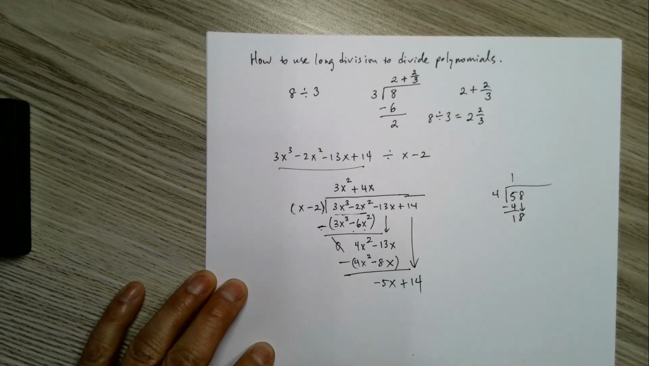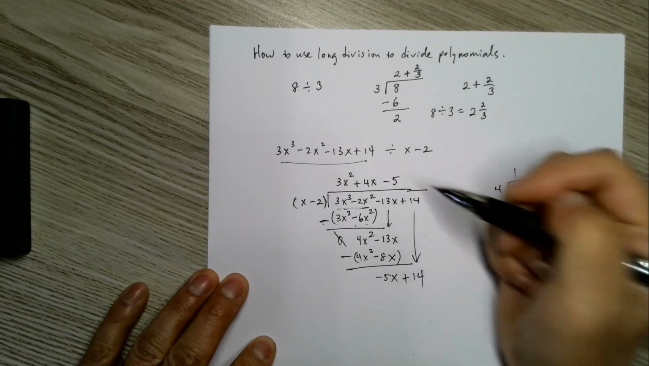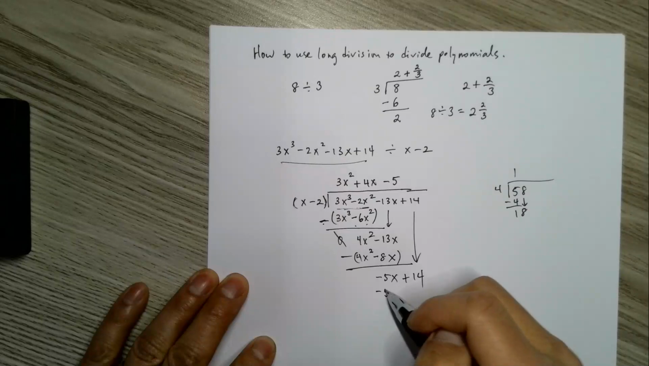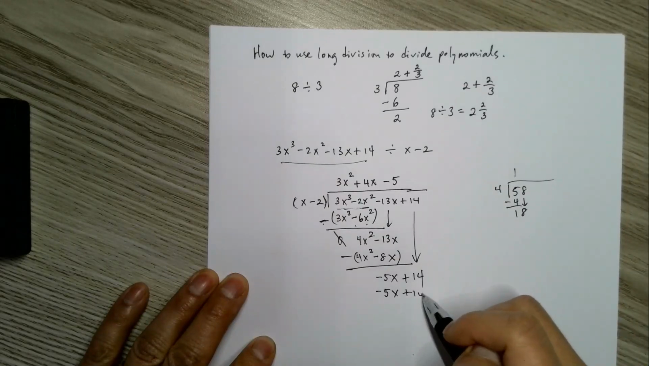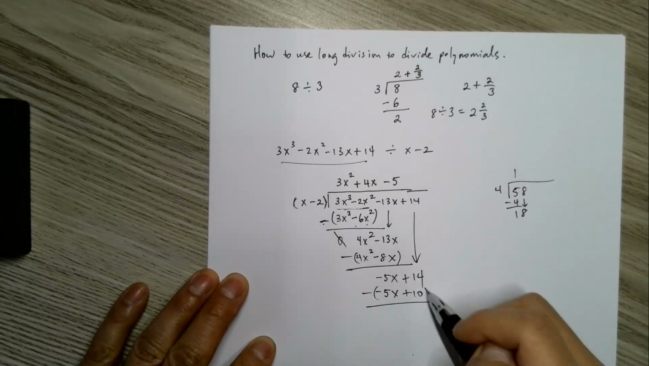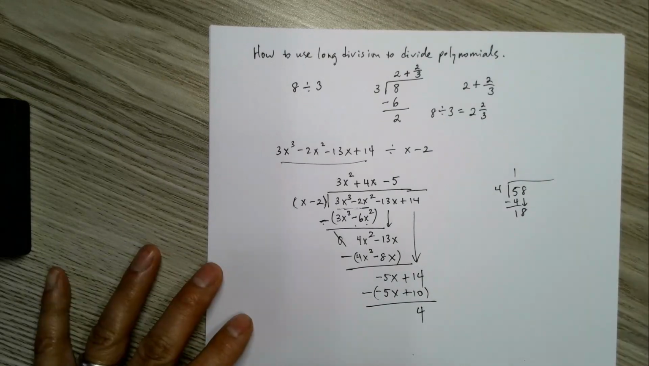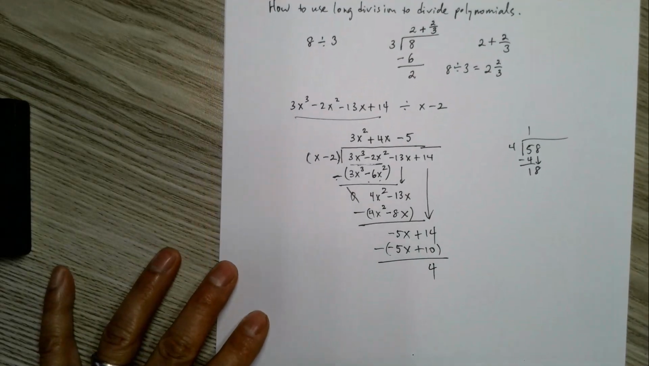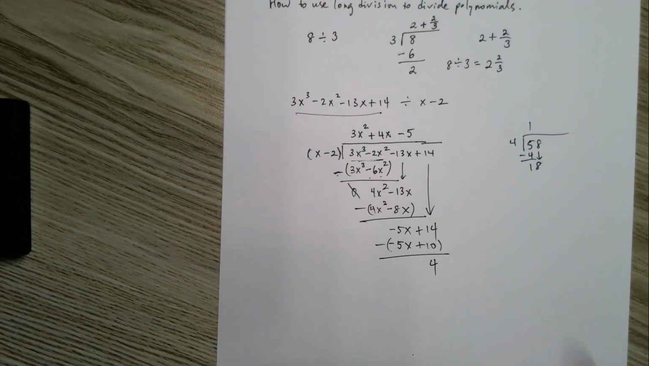And I do it one more time. How many times does x minus 2 go into negative 5x plus 14? Negative 5 times. And negative 5 times negative 2 is positive 10. And then I subtract. And I get 4. There's nothing more to bring down, so I'm done with the dividing part. I have a remainder of 4. So what do I do with that?